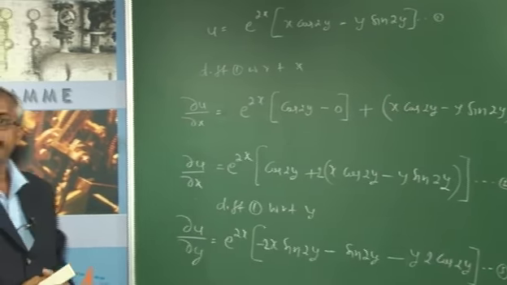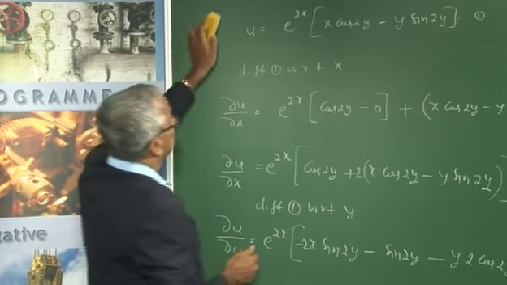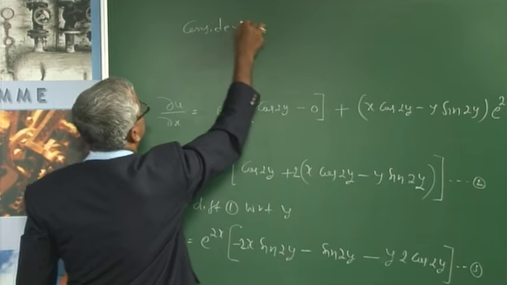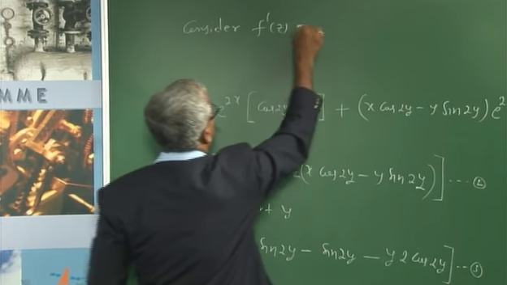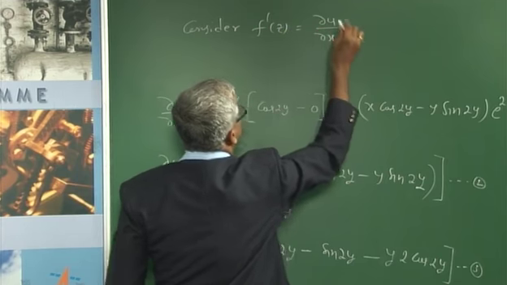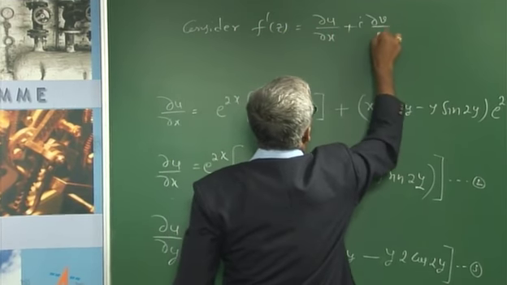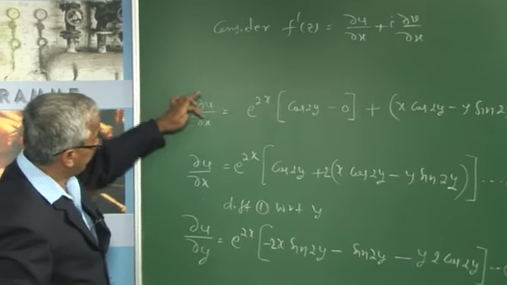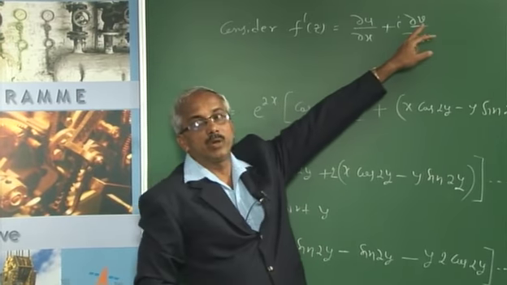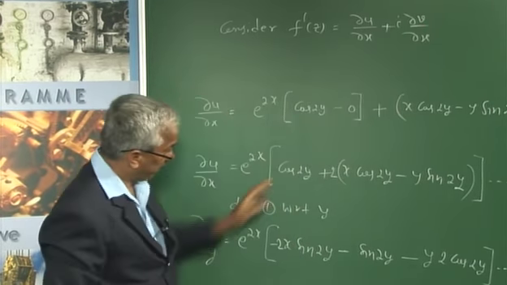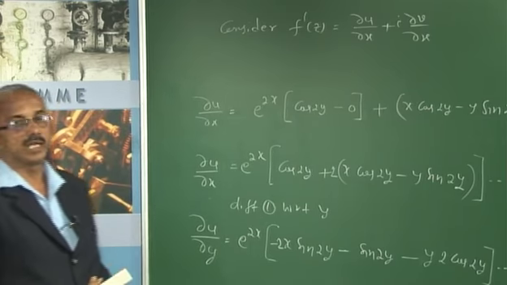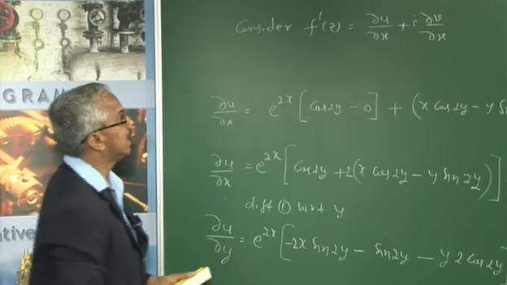Now, to find the analytic function, we consider this derivative with respect to x. Consider f dash z is equal to dou u by dou x plus i into dou v by dou x. Here we observe that we have dou u by dou x and dou u by dou y, but dou v by dou x is not obtained from this relation, but we can replace dou v by dou x in terms of dou u by dou y by using the CR equation.